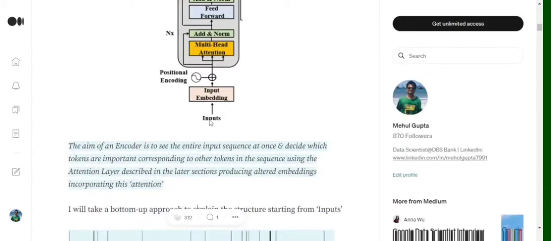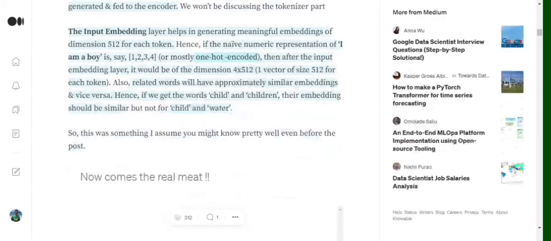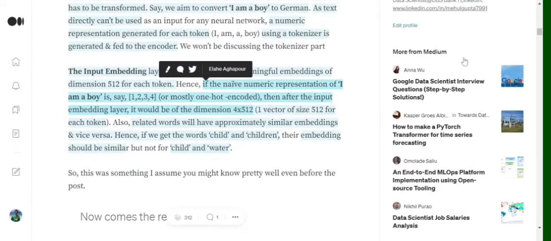First of all, we have the raw input. Assume that we have the text "I am a good boy." The second layer that gets added is the input embedding. From raw text, we need to convert it into some numerical representation. This can be done by any method, like word2vec or some other embedding method. The input embedding layer helps us generate meaningful embeddings of dimension 512 for each token. The embedding size taken in the paper was 512.